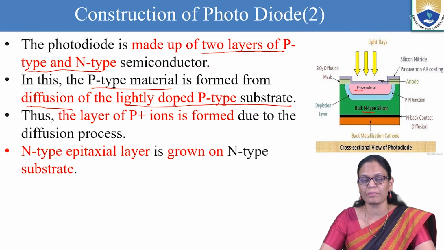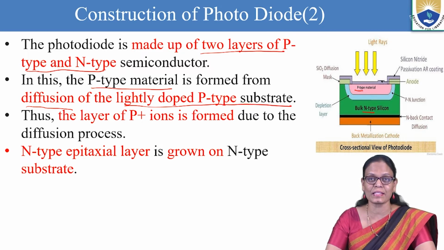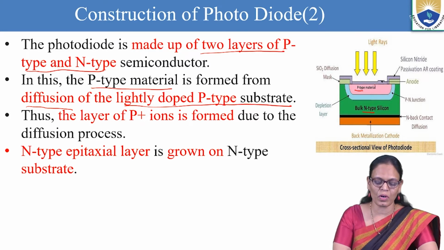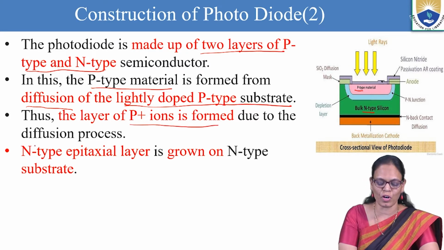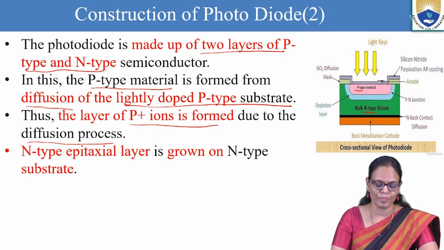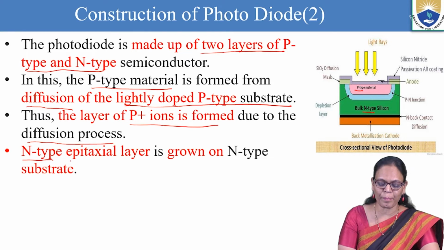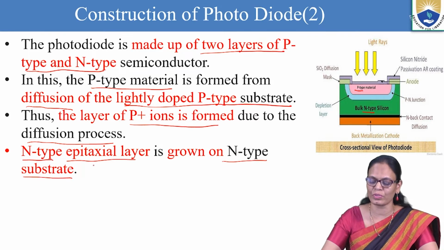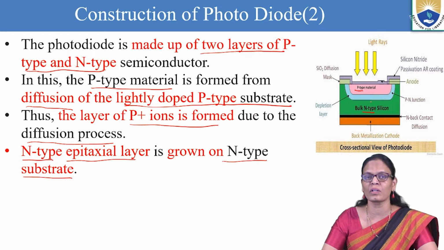We will take an n-type material and on it we will place a p-type material and heat it to a very high temperature. Because of that, the p-type atoms will diffuse into the n-type. So a layer of p plus ions is formed due to the diffusion process. Then an n-type epitaxial layer is grown on the n-type substrate. So you take an n-type substrate and then on that you will grow the n-type layer.